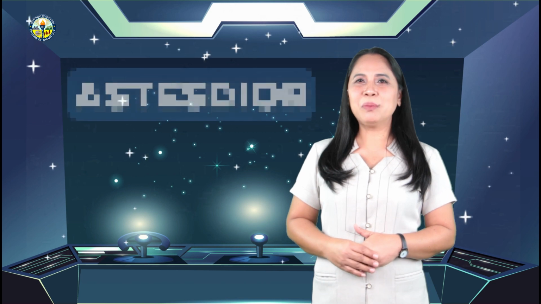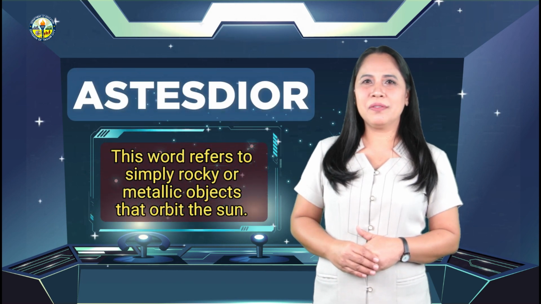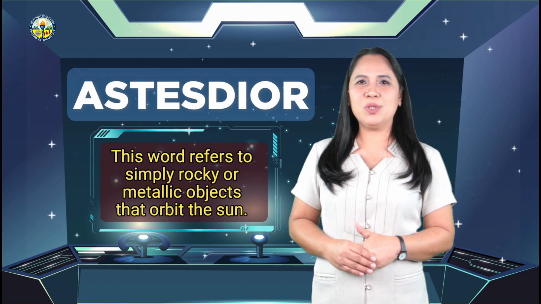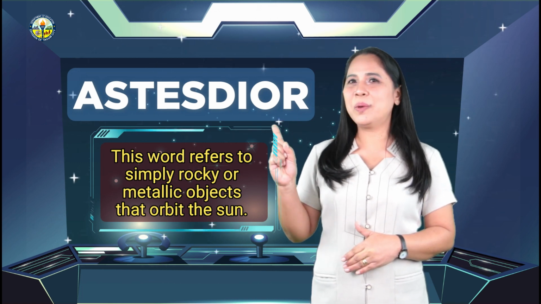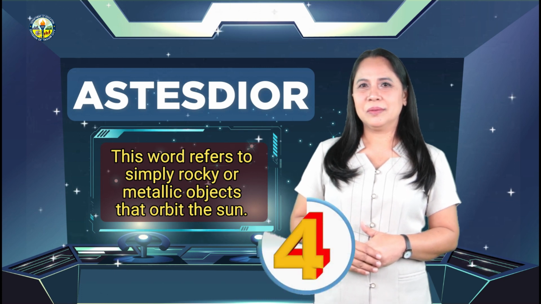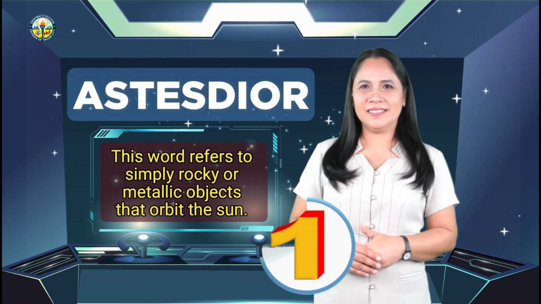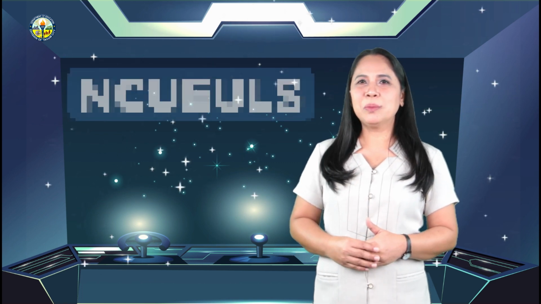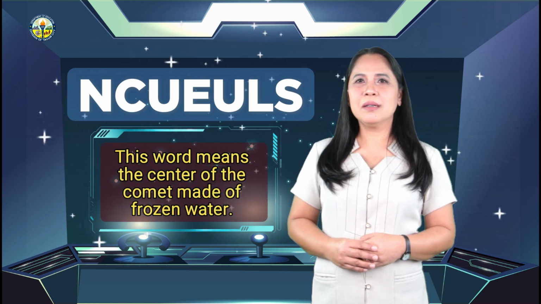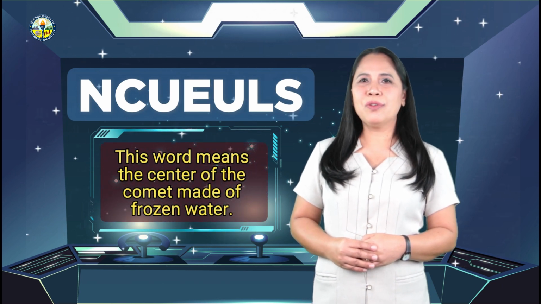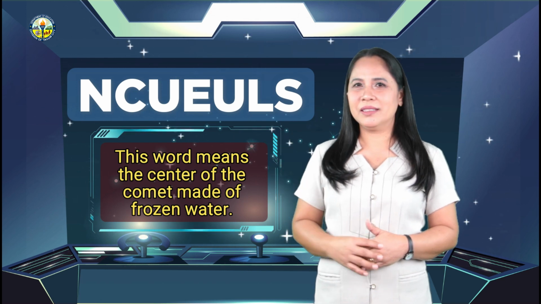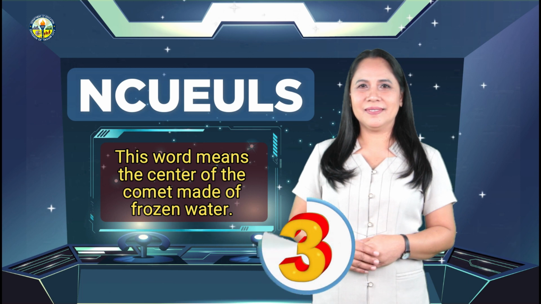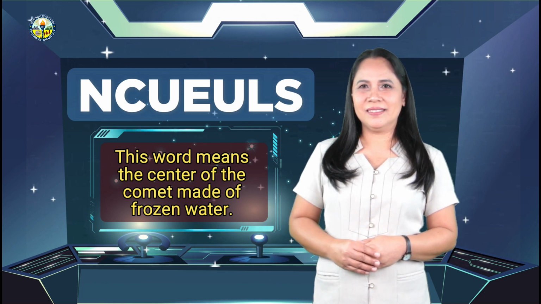Number 3. The jumbled letters are. This word refers to simply rocky or metallic objects that orbit the sun. What is the correct word? Awesome! The correct word is asteroids. Number 4. The jumbled letters are. This word means the center of the comet made of frozen water. What is the correct word? Amazing! The correct word is nucleus.